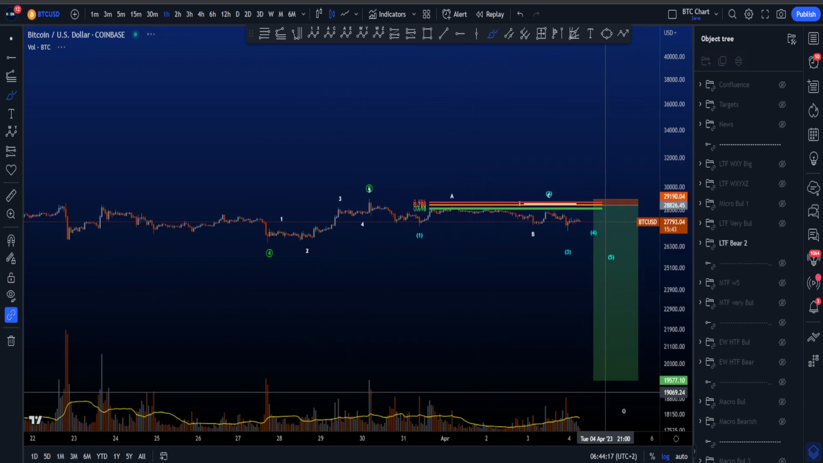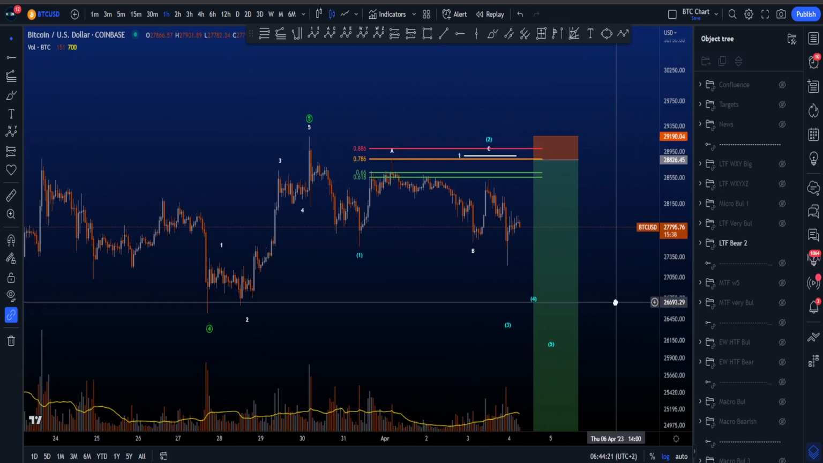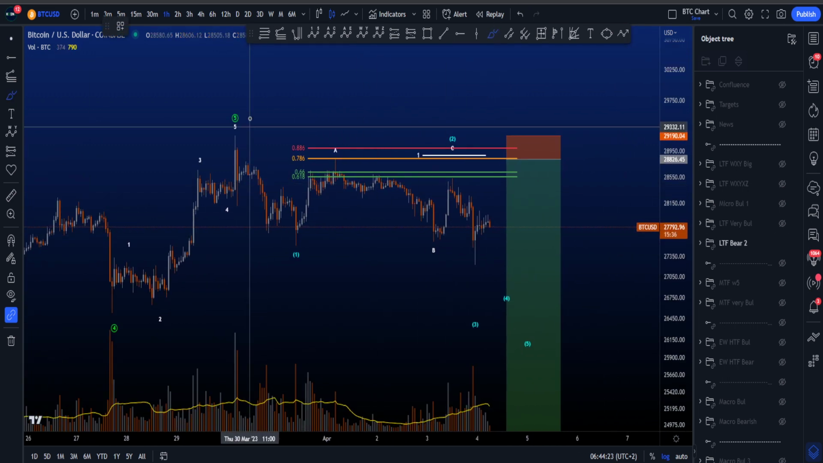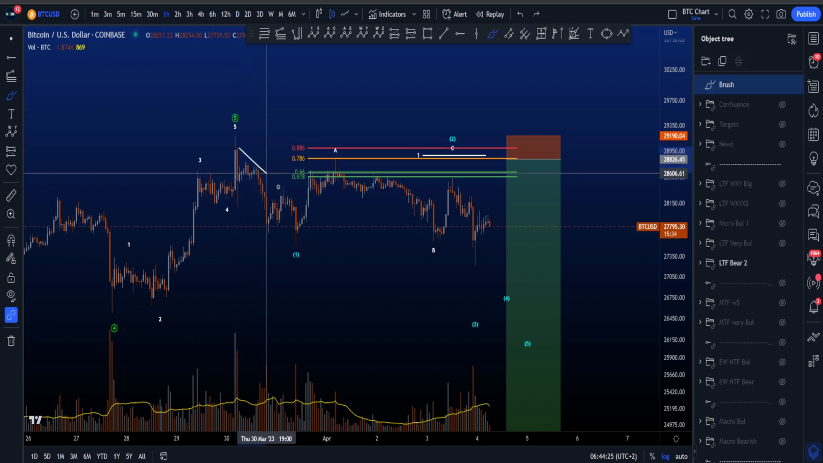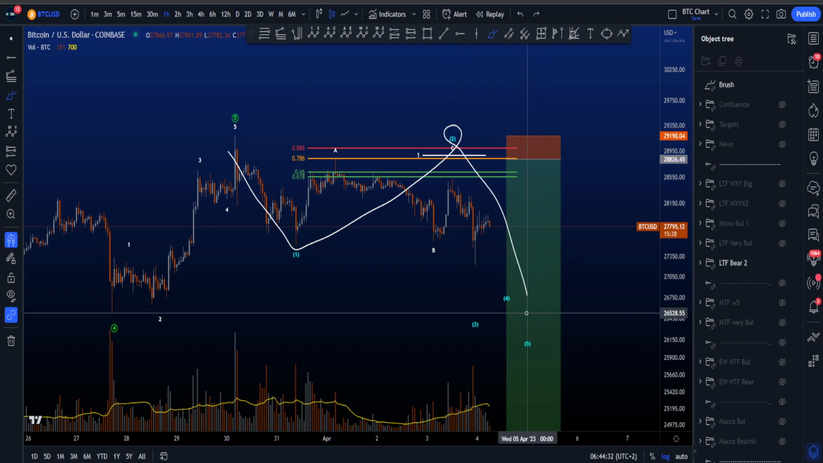If we then go to the lower time frame counts, the first one that I like to show you is the most bearish one. In this particular scenario, wave 5 is already finished. This is some sort of a diagonal in wave 1. So we then have a 1, then a wave 2, and eventually looking for a 3 to the downside.